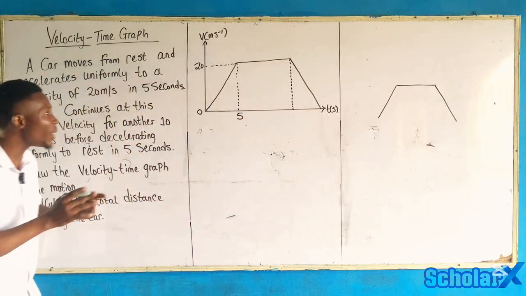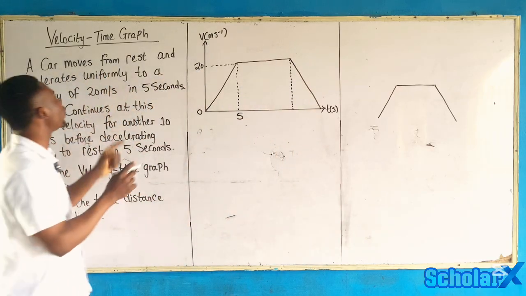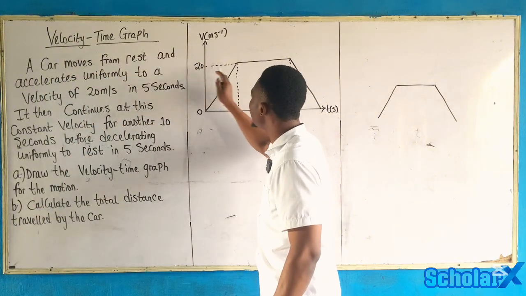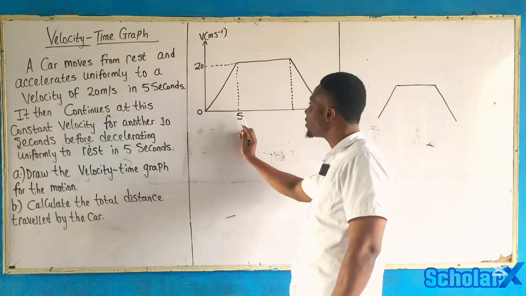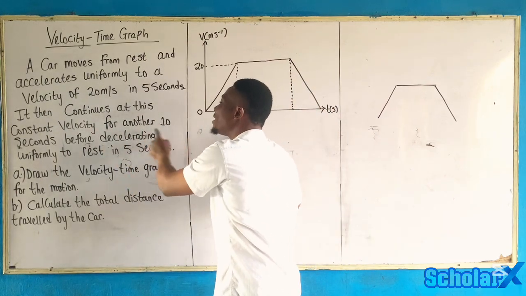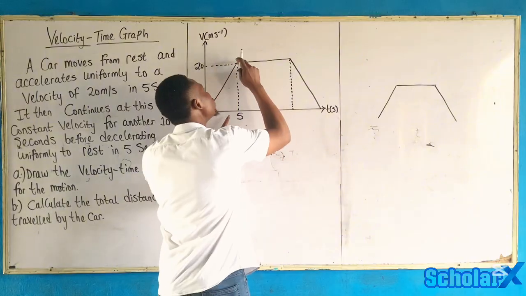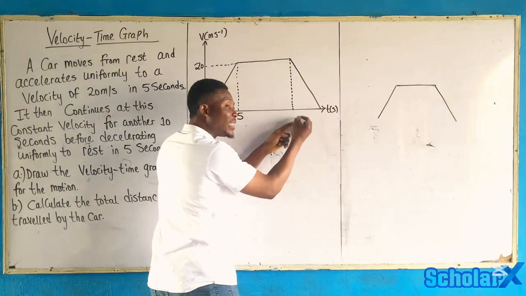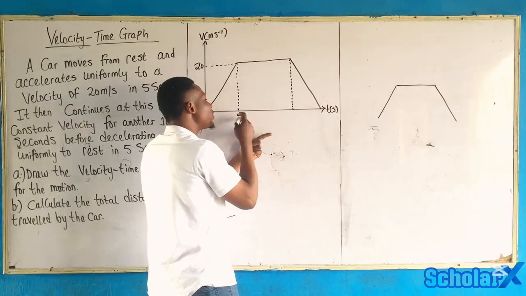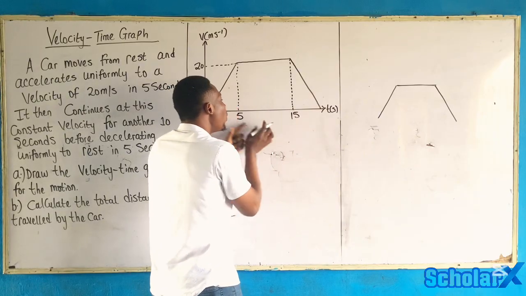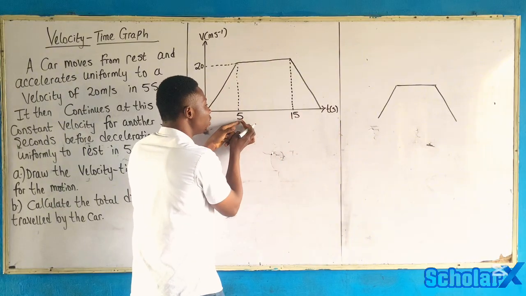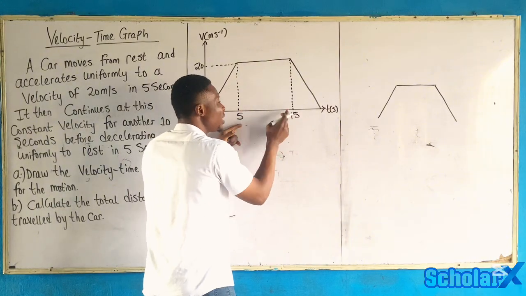Now, let's go back to the question. It says a car moves from rest and accelerates uniformly to a velocity of 20 meters per second. This is the 20 meters per second in 5 seconds. It then continues at this constant velocity for another 10 seconds. For another 10 seconds. Now, you're not going to write 10 here, because 5 is already here. What you're going to do is add 10 to 5, and then this becomes 15. But what you know is that the difference between here and here is 10, because 15 minus 5 gives us 10.